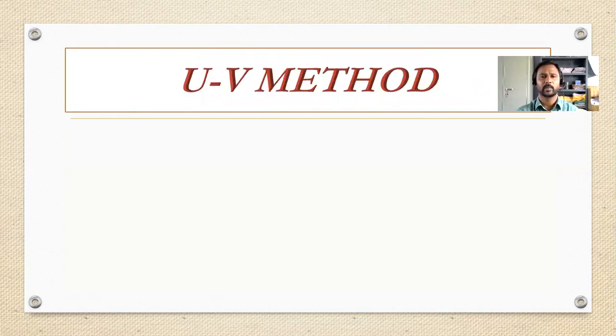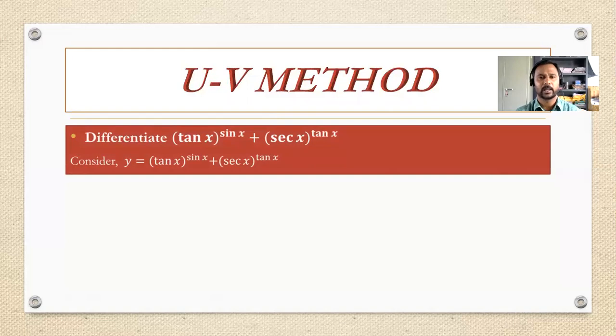Let us see an important method, the UV method. This is expected to be a sure short question in the annual examination. Why did we name it like that? Just you will see. Differentiate tan x power sin x plus sec x power tan x. Tan x power sin x is a power function, and sec x power tan x is another power function. So here we are asked to differentiate the sum of two power functions, right?